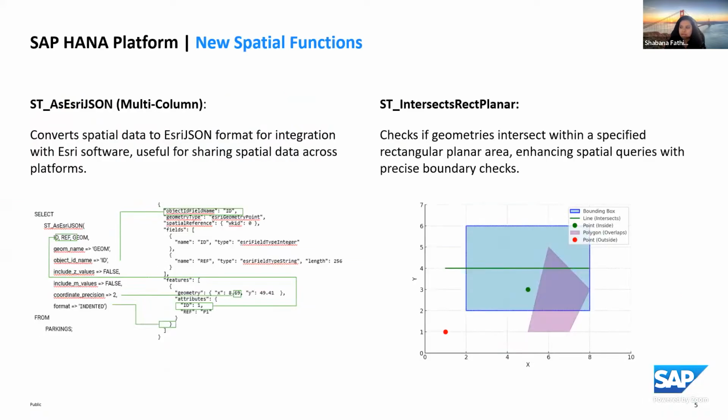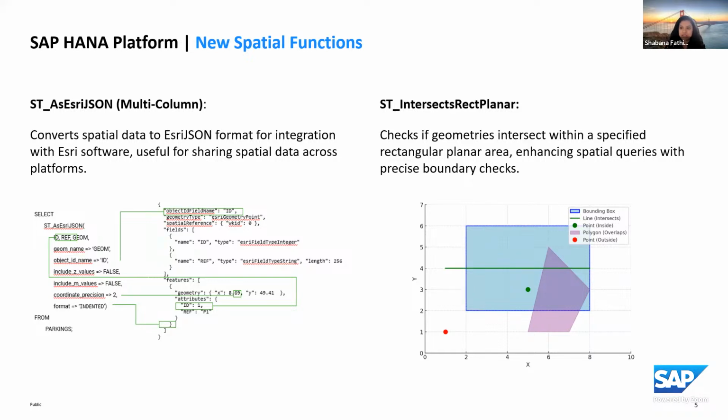So let's start with the first function on screen here, the ST_AsGeoJSON function. This would help you convert the spatial data into GeoJSON format, which is specifically tailored for compatibility with the GeoJSON software, one of the leading tools for spatial data analysis and mapping. So if you are working with any such tools, or you need to share your spatial data across different platforms, this function would make it much more straightforward for you.